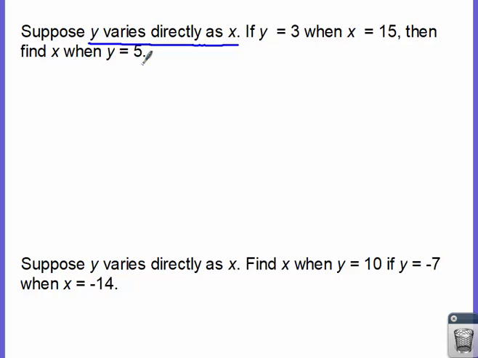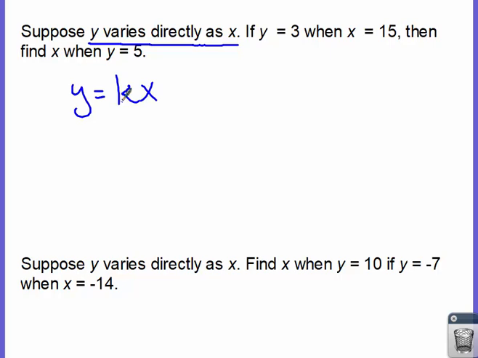Now we're going to work this question two different ways. Okay, the first way is going to be the hard way. Okay, so here we go. I know this is a direct variation problem, so I'm going to get my direct variation formula. Y is equal to kx. And the first thing I need to do is find the constant of variation, or the constant of proportionality. I need to find this k.